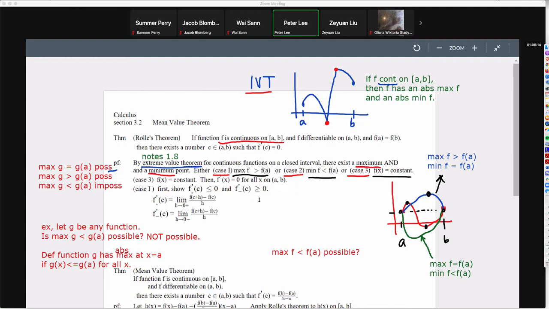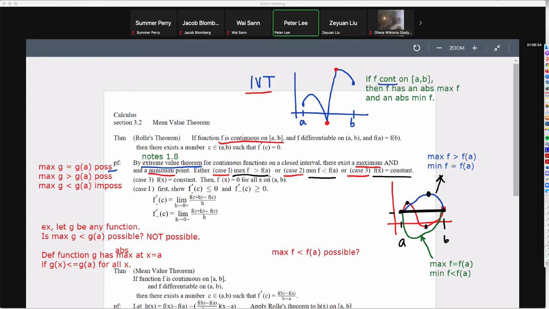Now the third case is f of x is constant. So if you have, let's say, a curve like this, and I'm almost going to get into the proof of Rolle's Theorem here, let me draw with a thick marker. Say you have a curve like this, which is actually a constant function, the black curve right here. Is that under case 1 or case 2? The black curve, which is a horizontal segment, is that case 1 or case 2?